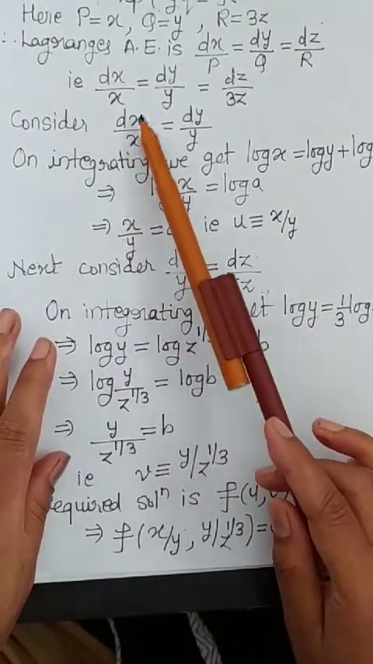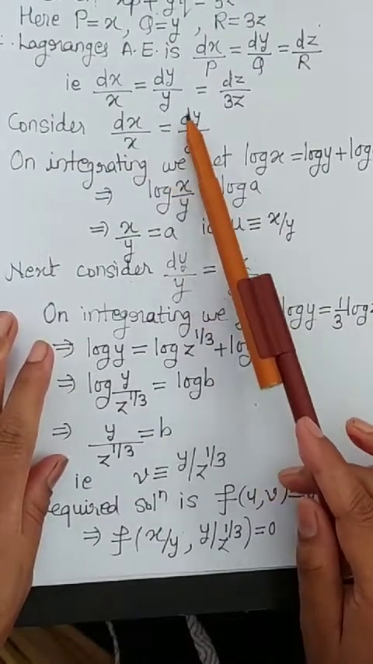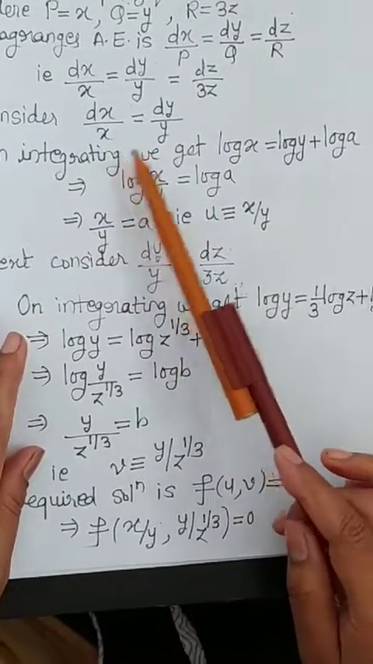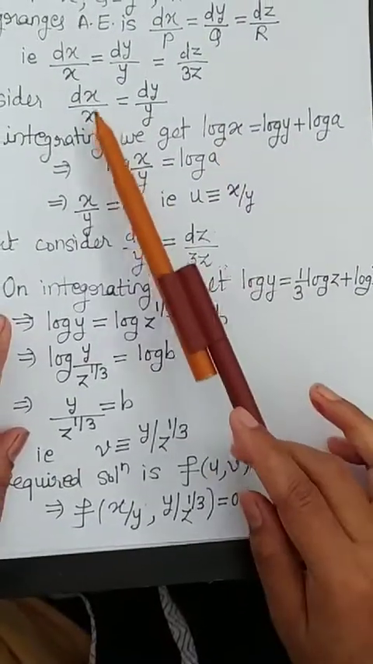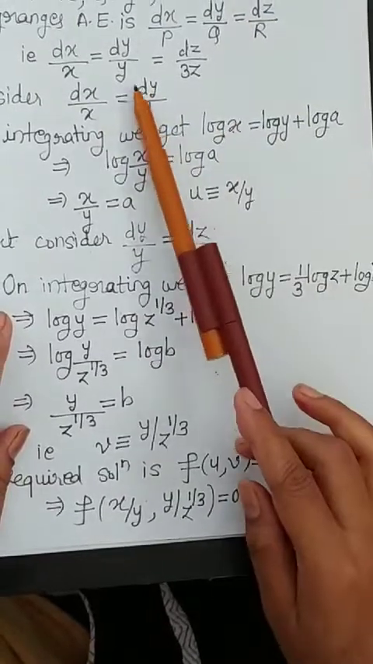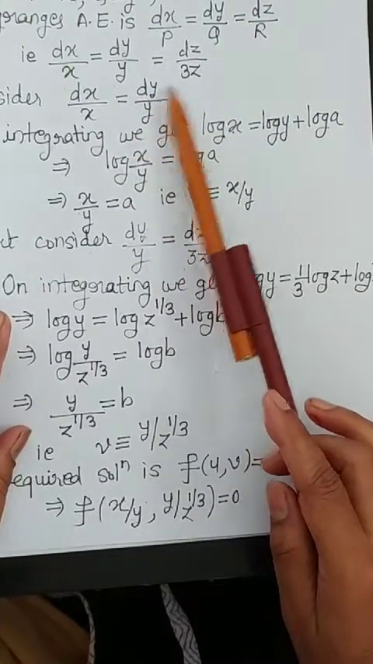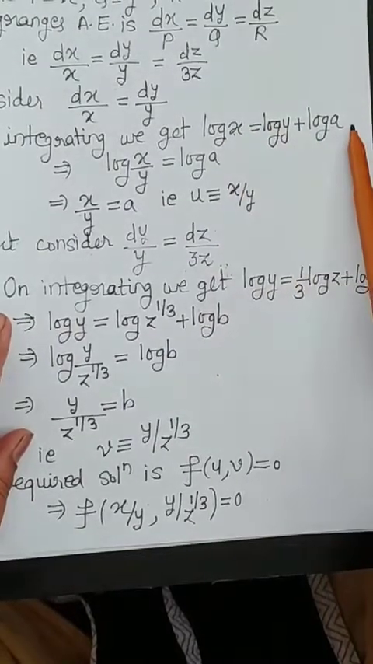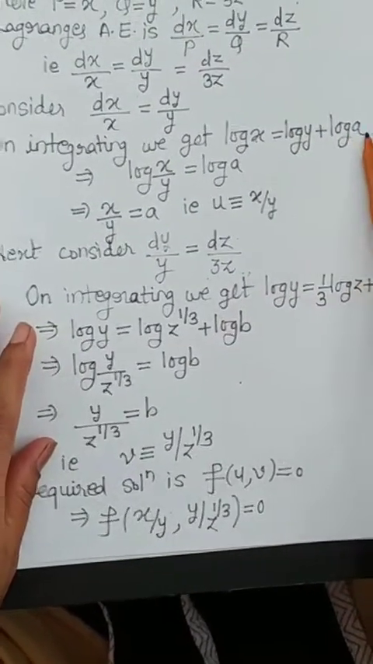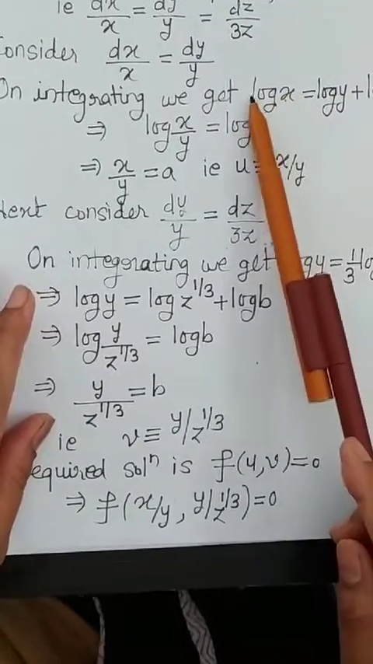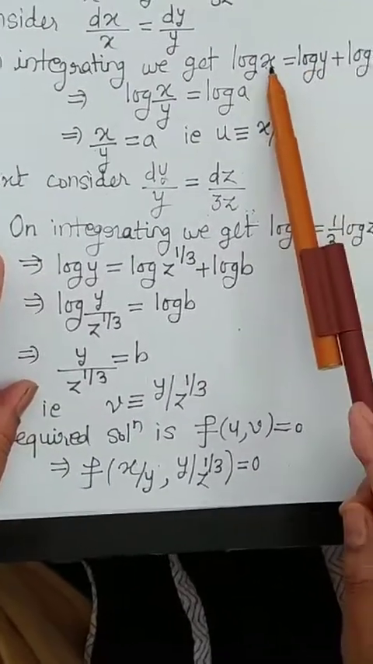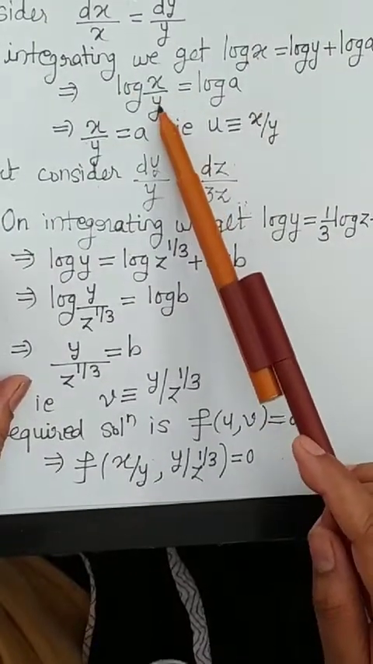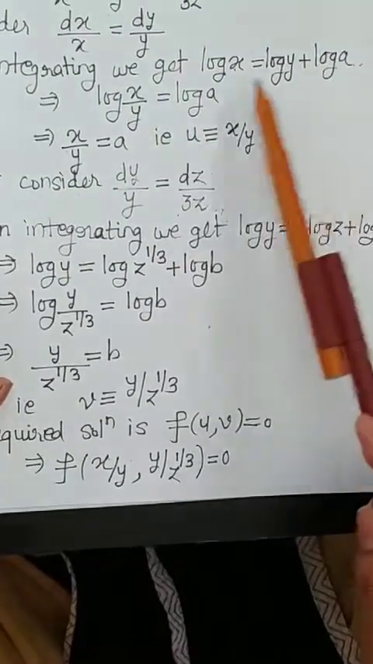So let us consider the first pair. dx by x is equal to dy by y. Now it is in variable separable form. So integrating, we get log x, since the integration of 1 by x is log x, and the integration of 1 by y with respect to y is log y. Both the terms are log, so let us take the constant also in the form of log a. Shift the variable term, so it is log x minus log y. What is log x minus log y? It is log of x by y, equal to log a.